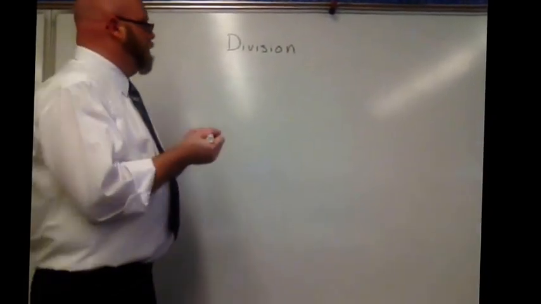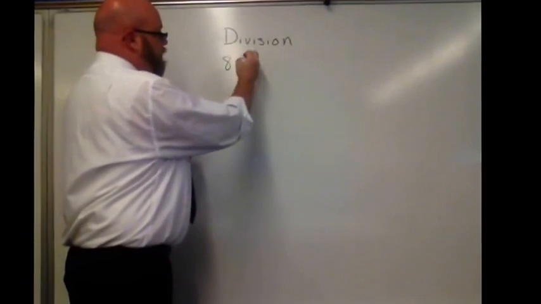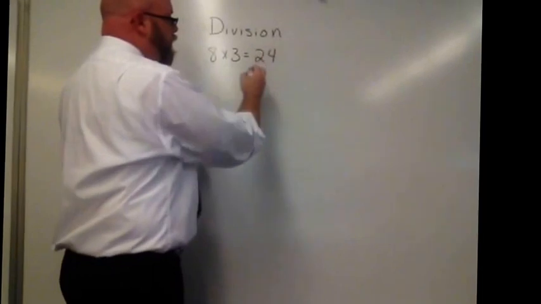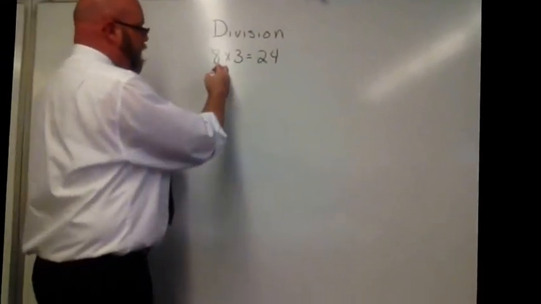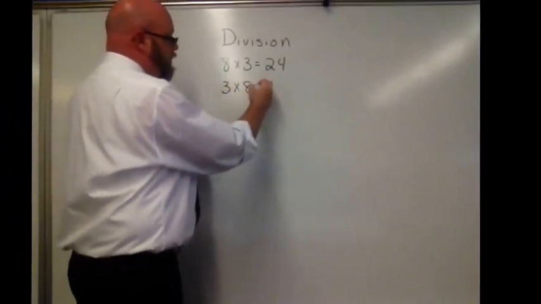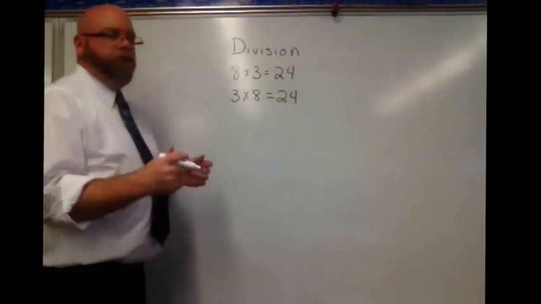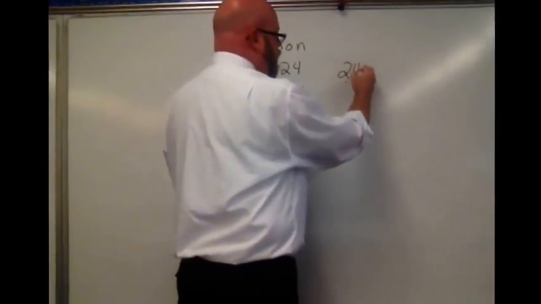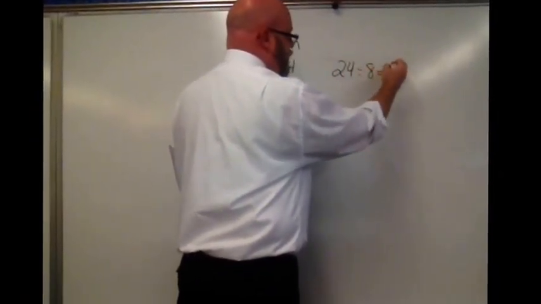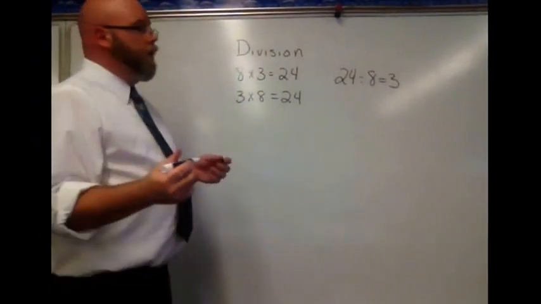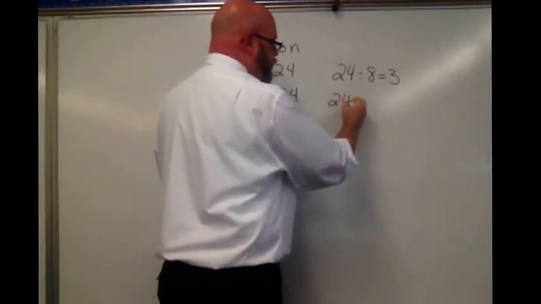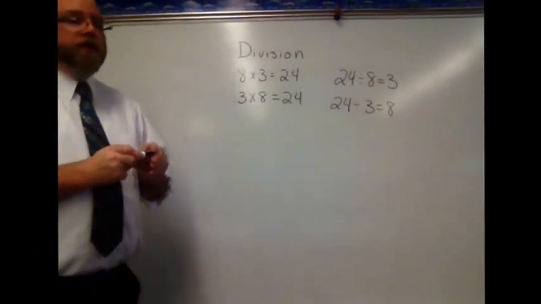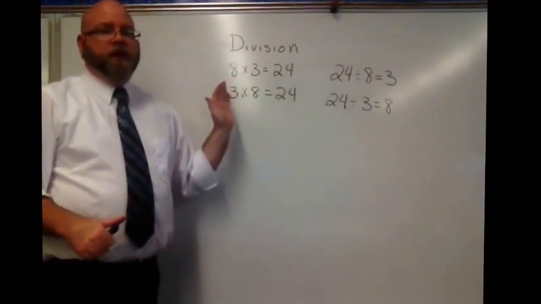That means when we have a problem, say like 8 times 3, we know that that equals 24. Or we could even say it the other way around, that 3 times 8 equals 24. So what does that mean with division though? Well, that means 24 divided by 8 equals 3, or 24 divided by 3 equals 8. Showing that these are the opposite ends of what's happening.